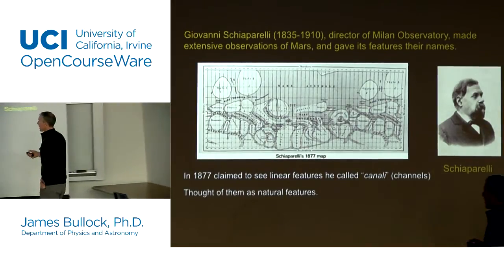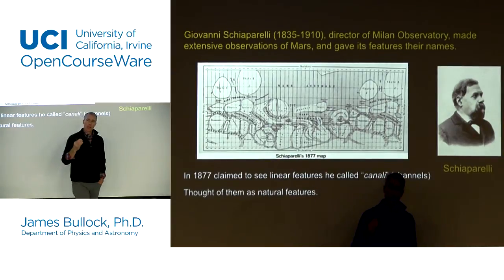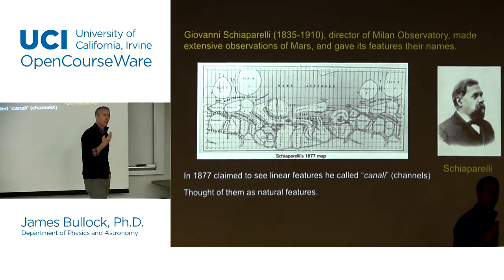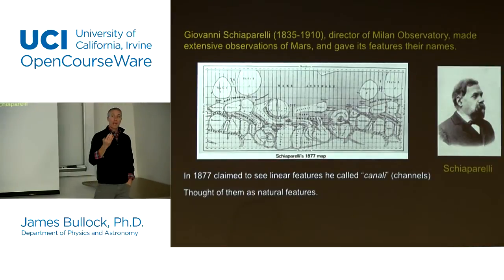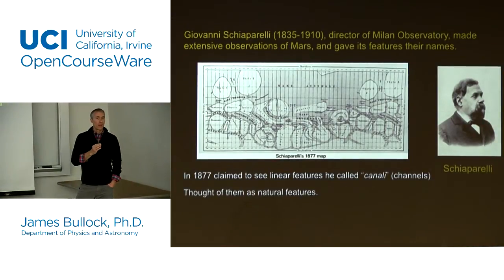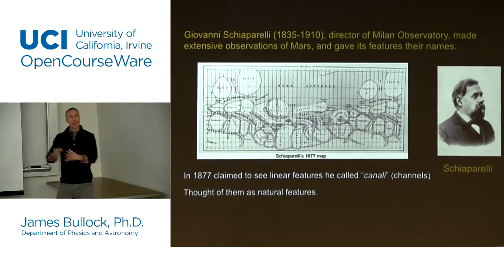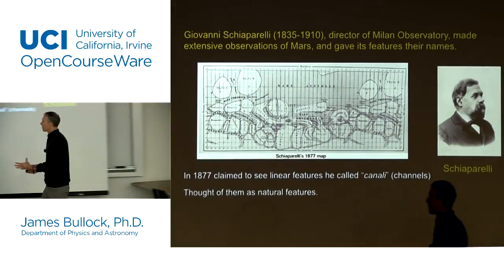He actually thought of these canali as natural features, but it turned out that these canals on Mars began to pick up, and people began to think, wow, maybe there's actually a canal-like network on Mars, much like you see canals on the Earth.